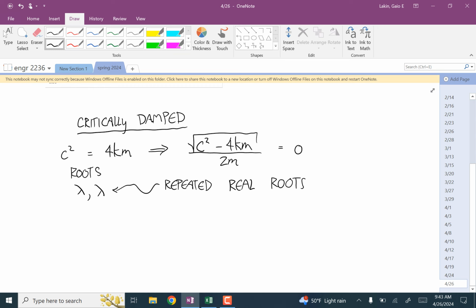So I'm going to call it negative a again, because this is always negative. Negative a is equal to negative c over 2m.